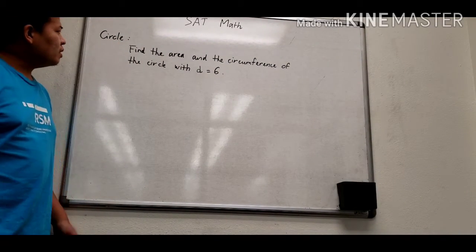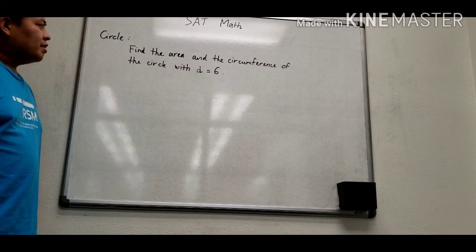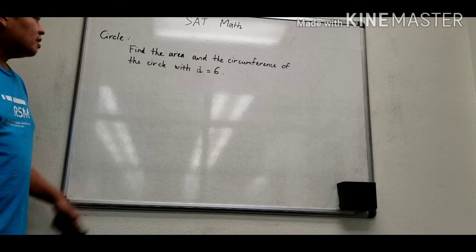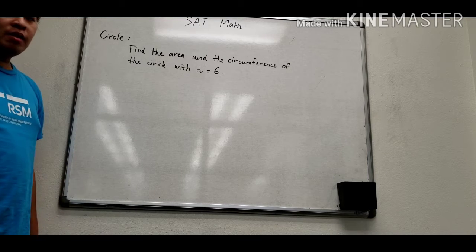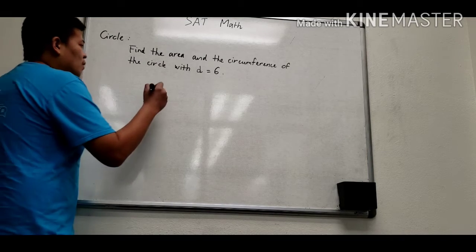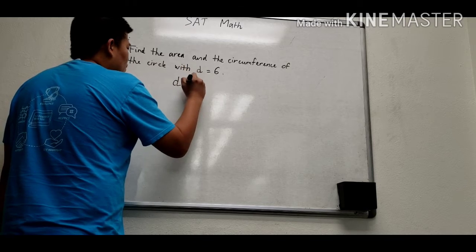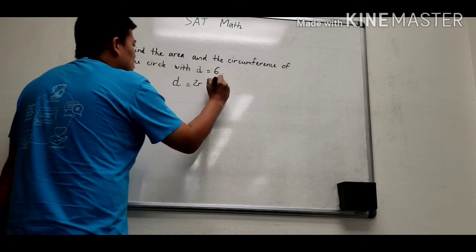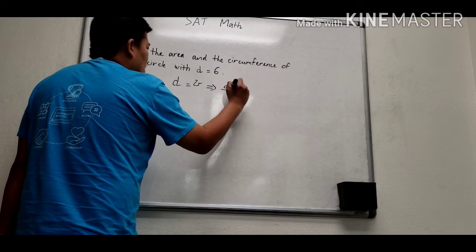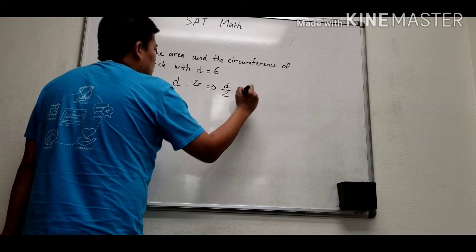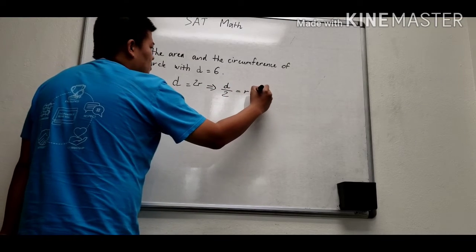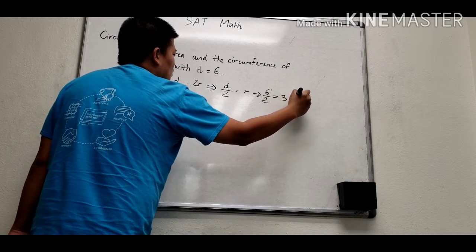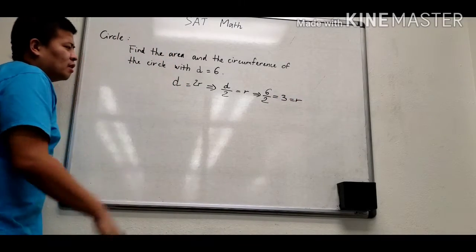So the next question: find the area and the circumference of the circle with d equals 6. d is the diameter of the circle. So since d equals 2r, to find the radius we need d divided by 2 equal to r. So d here is 6, divided by 2 equals 3, so r equals 3. This is the first step.